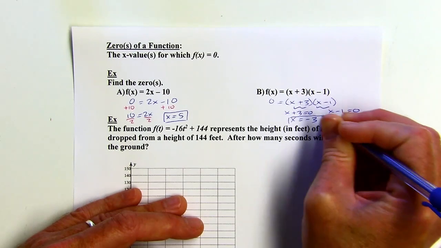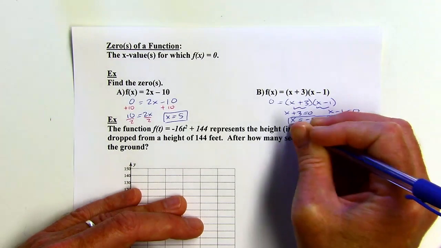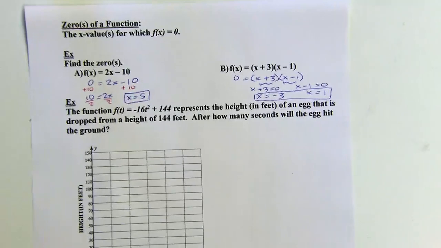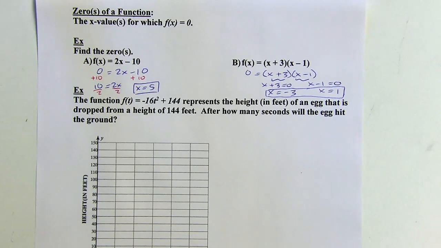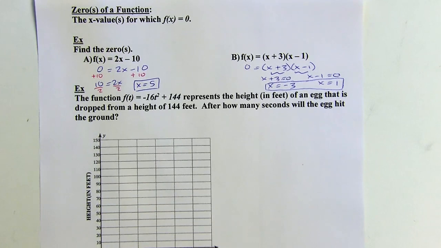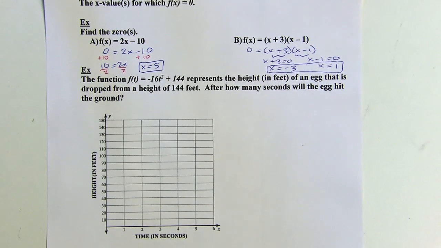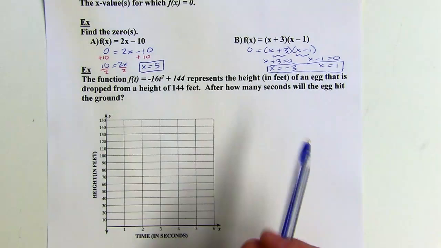So this has more than one 0. That's possible. Could have 3 or 4 or 7 zeros, could have any amount. Usually it's 1 or 2, at least at this point, but you could have more than that as well. Okay. All right, so moving on to this word problem.